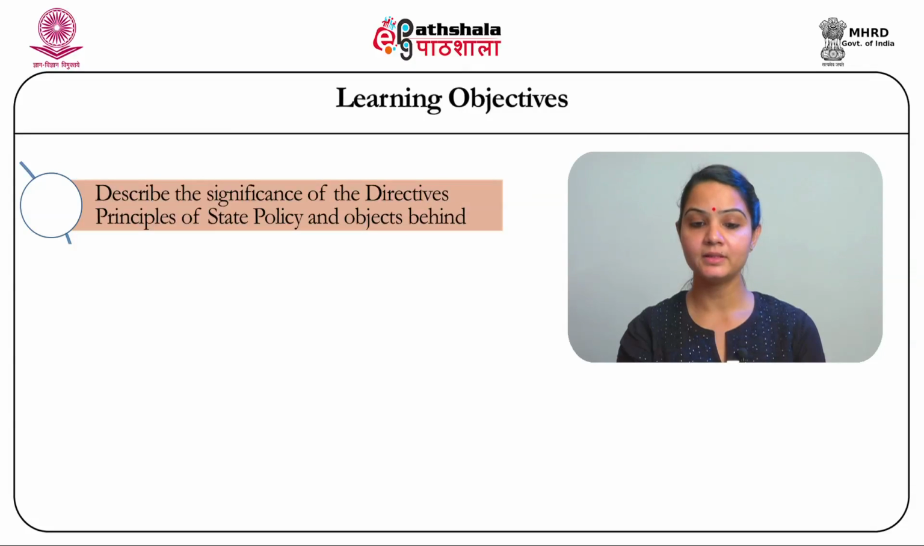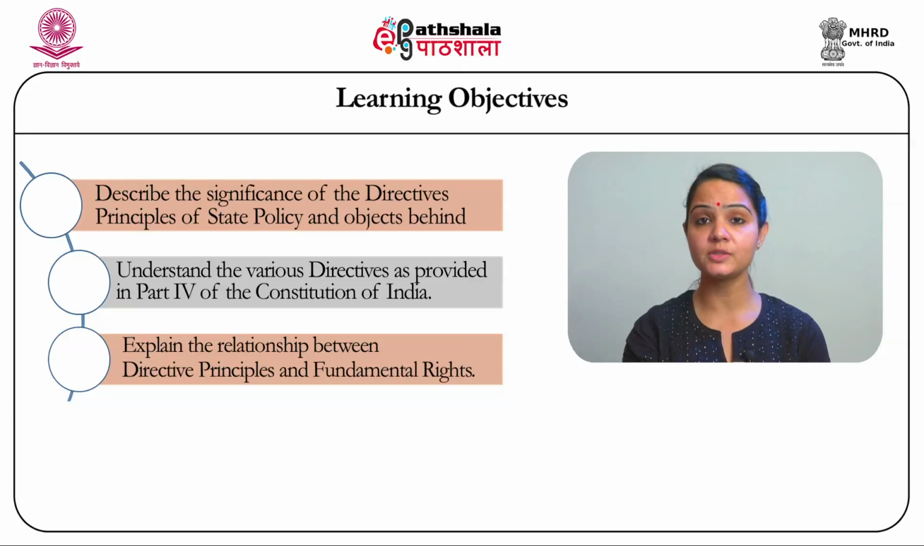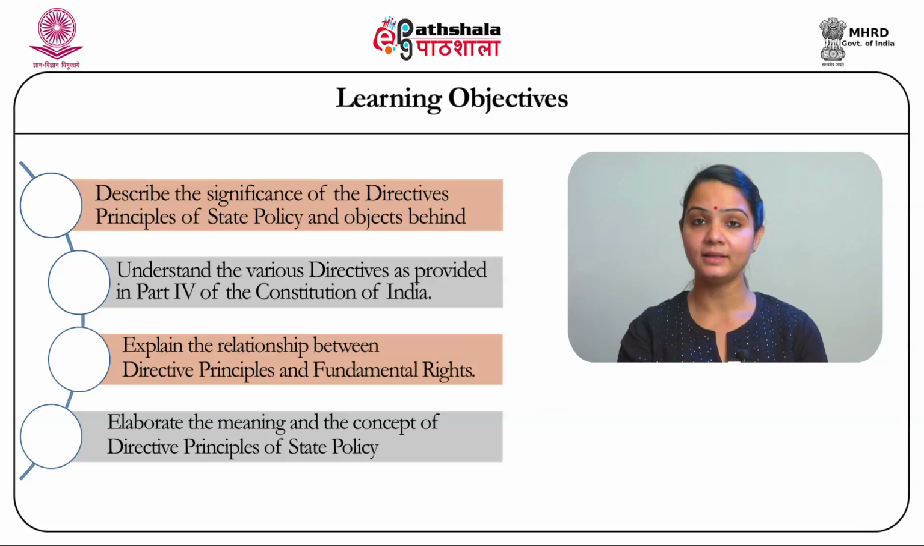Now, the learning outcomes of this module are, first of all, the learner should be able to describe the significance of the Directive Principles of State Policy and the object behind their incorporation in the Constitution of India. Secondly, to understand the various directives as provided in Part 4 of the Constitution. Thirdly, explain the relationship between directive principles and fundamental rights. Therefore, these are the learning outcomes that are intended to help the learners get a better understanding of the topic of Directive Principles of State Policy.